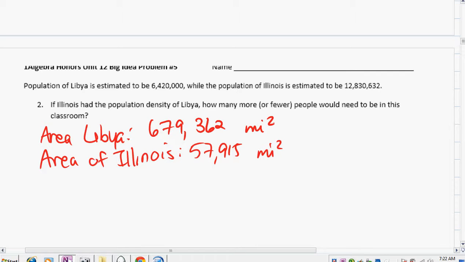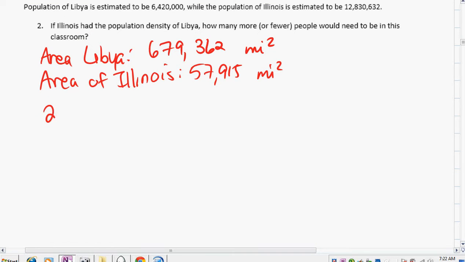Okay, the population of Libya is estimated to be 6,420,000, while the population of Illinois is 12 million. If Illinois had the population density of Libya, how many more or fewer people would you need in this classroom? Well, let's pretend like I have a classroom of 20 students, just for hypothetical sake.